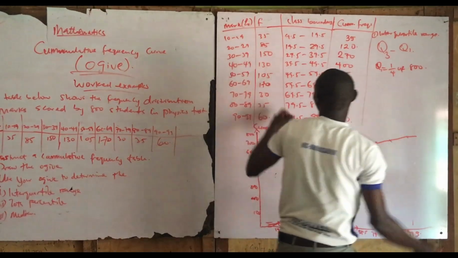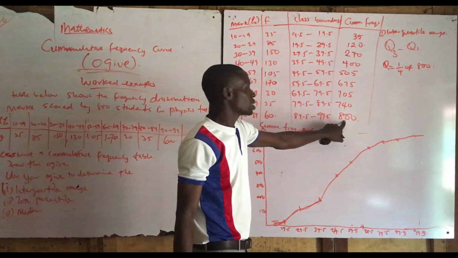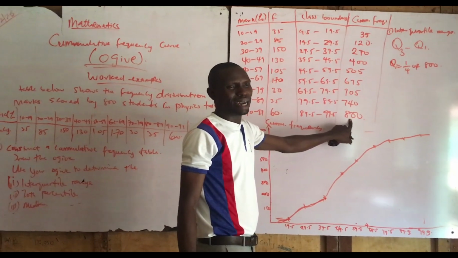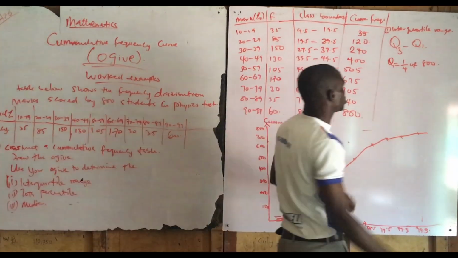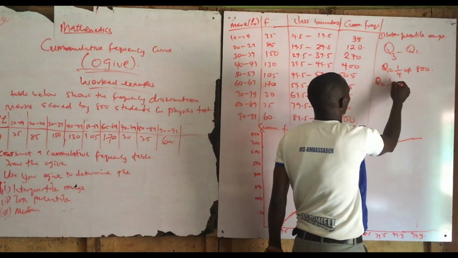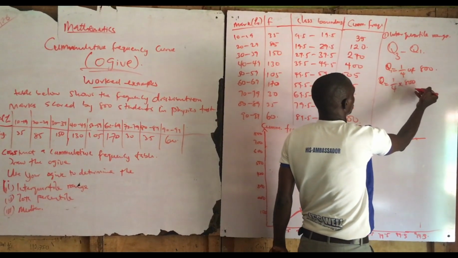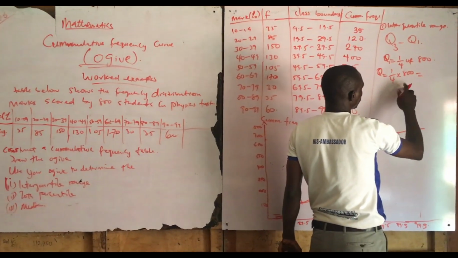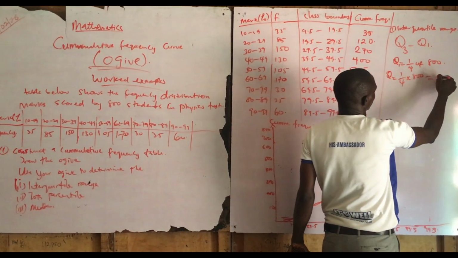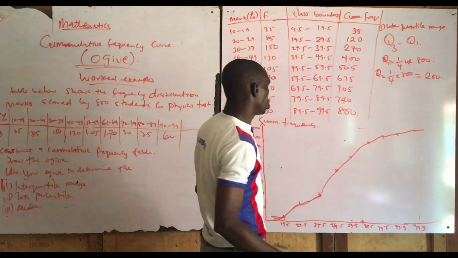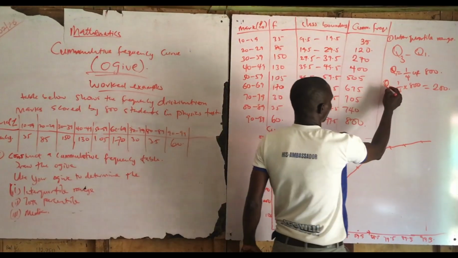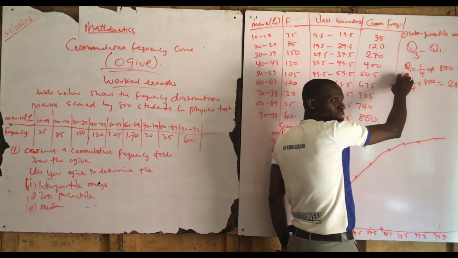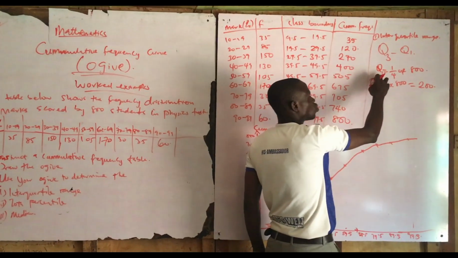800. That's the whole number of students that we have their data. So Q1 will be 1/4 times 800. 1/4 times 800 will give us 200, right? That's Q1. This Q1 is called the first quarter.